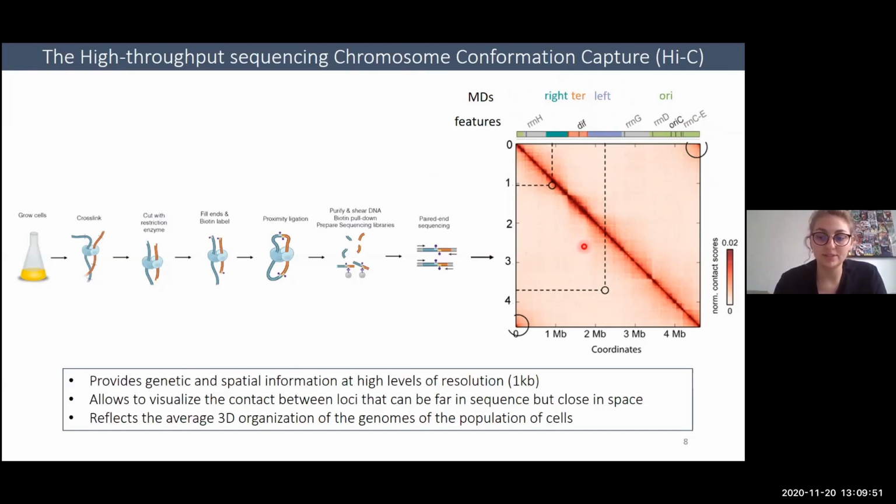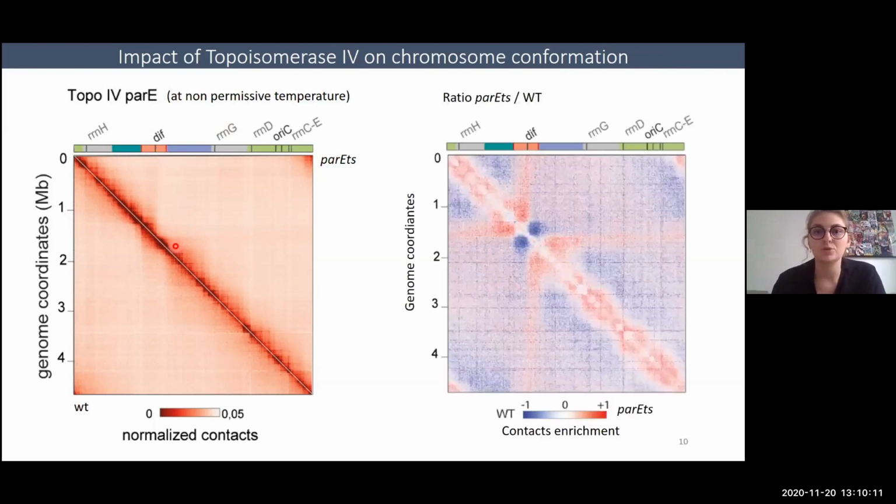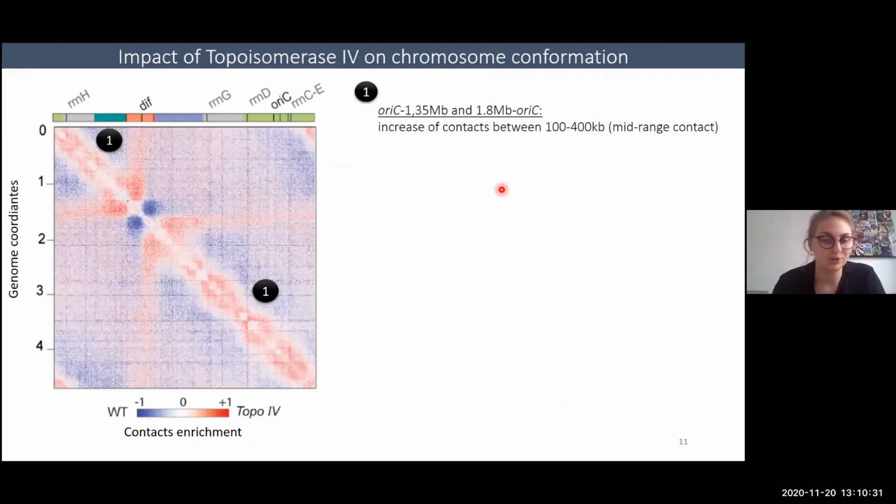So this map is symmetrical. That's why I'm only showing you half of them here. On the bottom, you have the wild type half of the matrix. And on the top, you have the half matrix of the PAR-ETS at non-permissive temperature. You can already decipher some changes between those two organizations, but to see it more clearly, I'm showing you the ratio of the matrix. So a decrease of contact in the mutant compared to the wild type appears in blue, an increase appears in red, and no change is in white. You can see that it drastically changes the chromosome organization, and I'm going to go step by step.